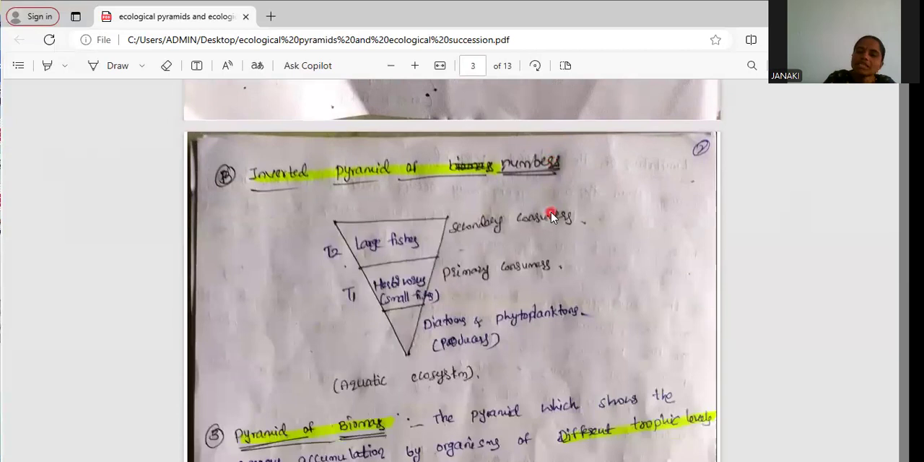Next, the inverted pyramid of biomass. Here we have secondary consumers, large fishes, herbivores. See the aquatic ecosystem: large fishes, secondary consumers, primary consumers, diatoms, phytoplanktons. Phytoplankton is the producer. Trophic level 1, trophic level 2. This is the aquatic ecosystem example.